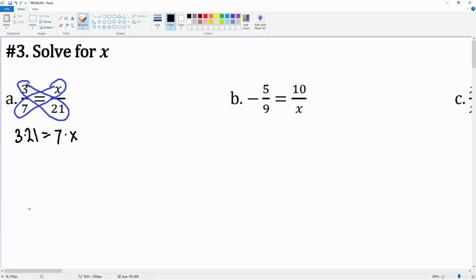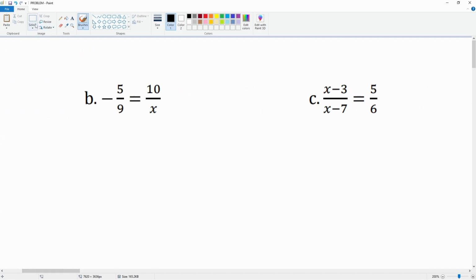3 times 21 is 63. 7 times x is 7x. Divide by 7 from both sides. This cancels. x is equal to 63 divided by 7. This gets you a 9.